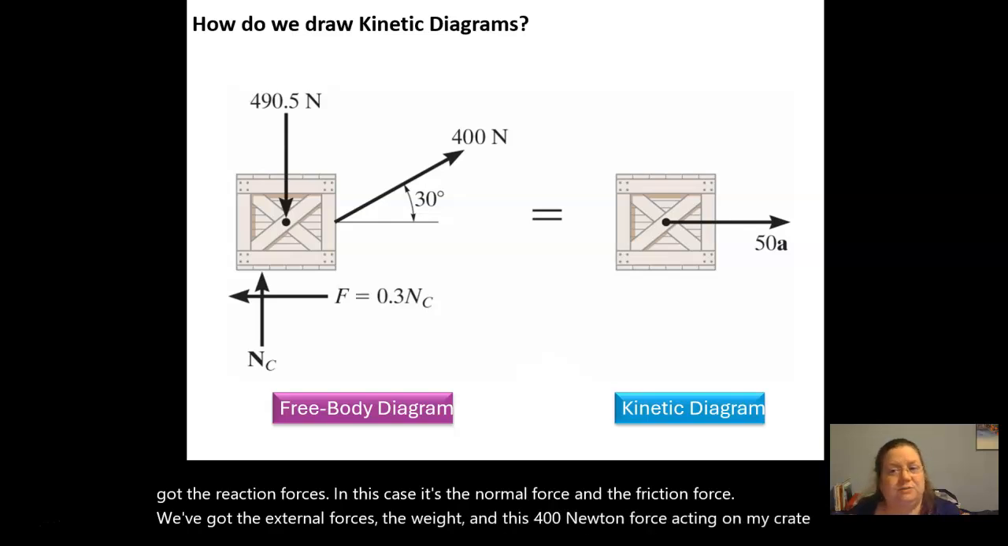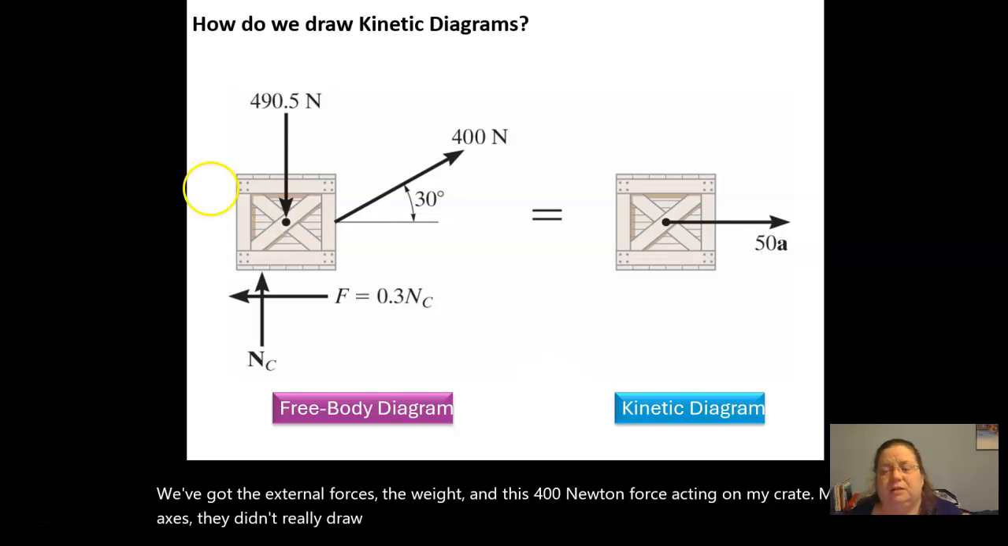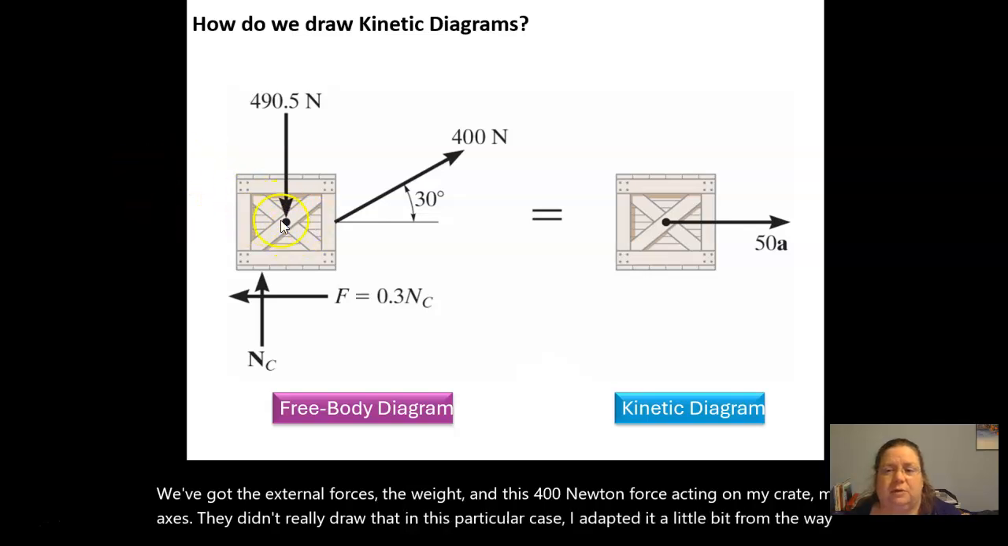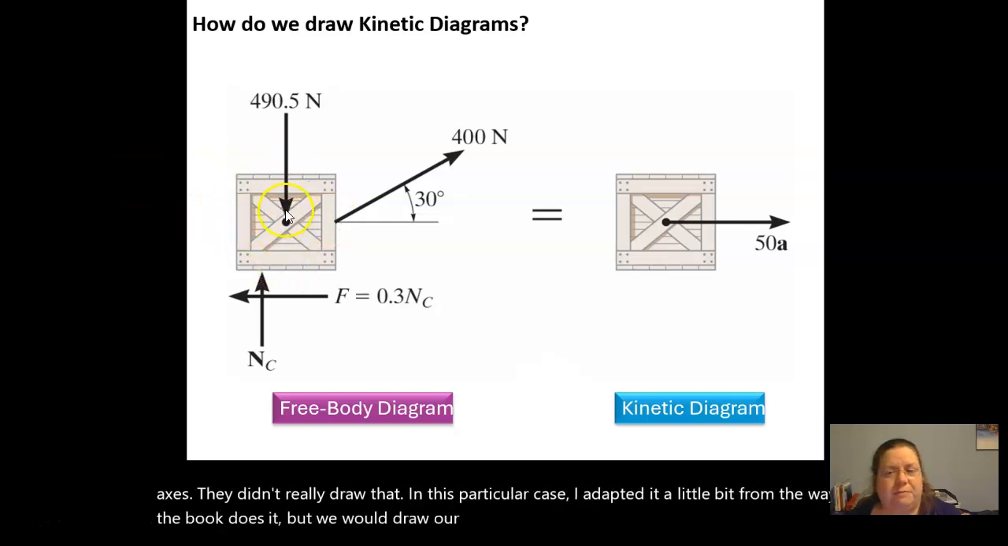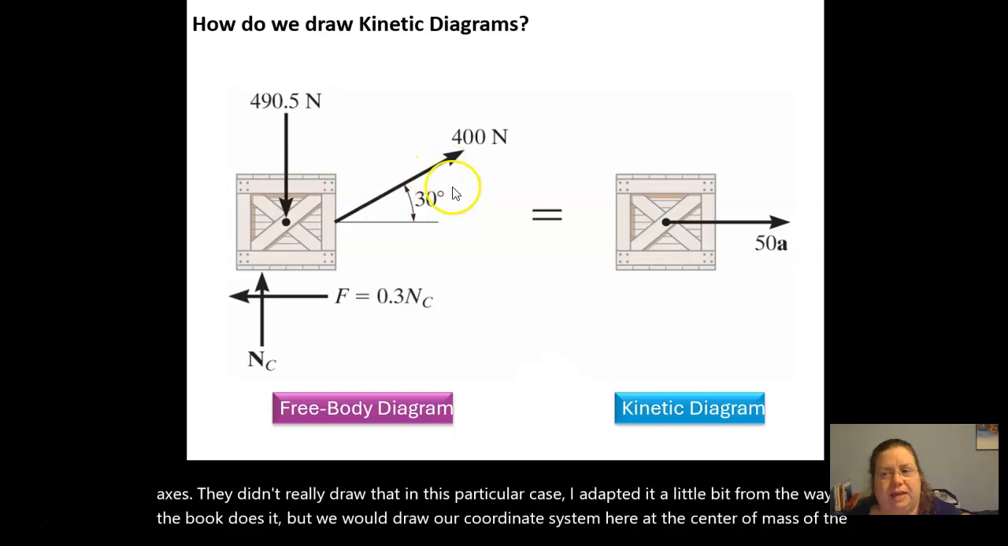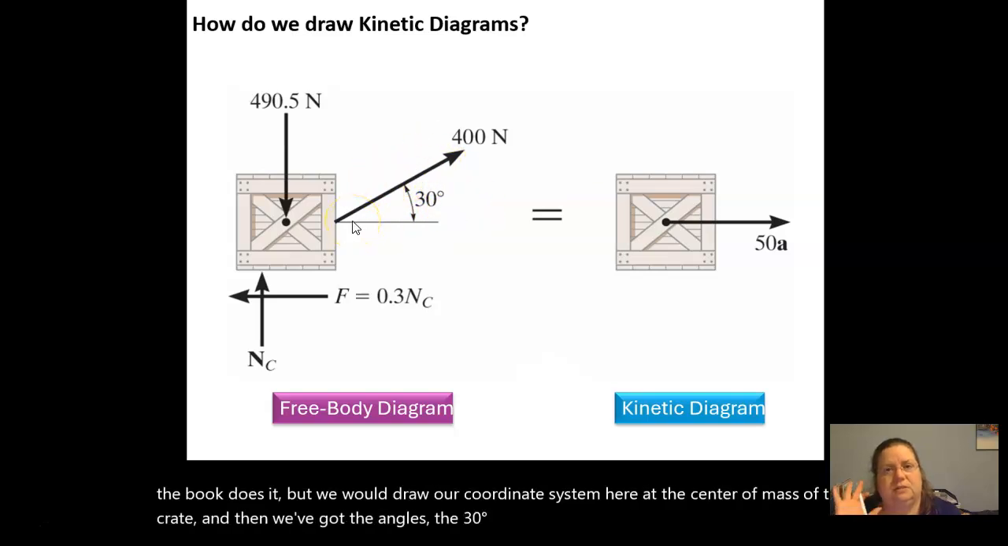My axes, they didn't really draw that in this particular case. I adapted it a little bit from the way the book does it, but we would draw our coordinate system here at the center of mass of the crate. And then we've got the angles, the 30-degree angle here. So this totally meets the definition of a free body diagram.